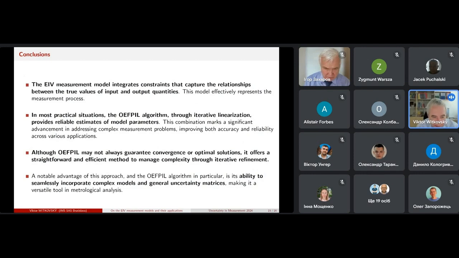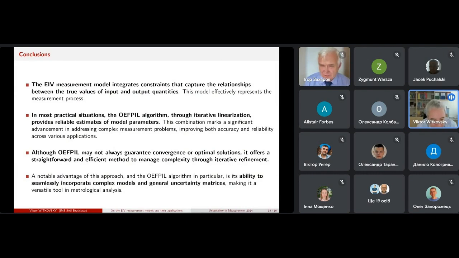In most practical situations, the OFPL algorithm, through iterative linearization, provides reliable estimates of model parameters, and this combination marks a significant advancement in addressing complex measurement problems, improving both accuracy and reliability across various applications. As I already said, the OFPL algorithm may not always guarantee convergence or an optimal solution, but it offers a straightforward and efficient method to manage complexity through iterative refinement.